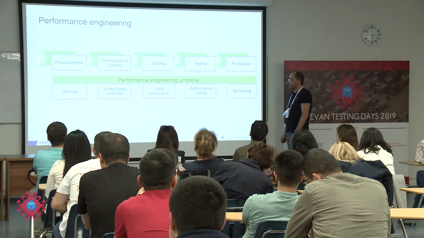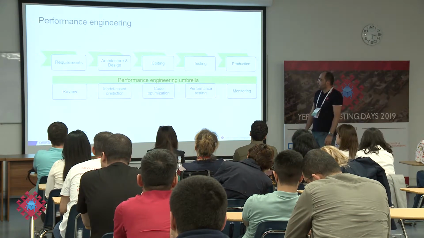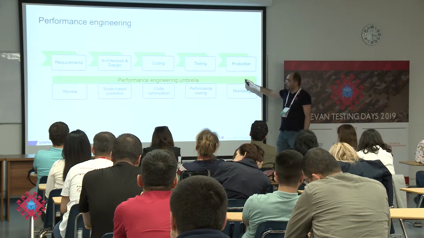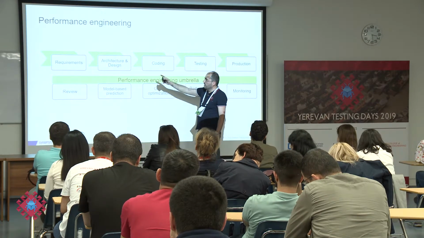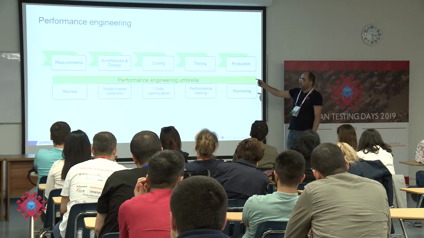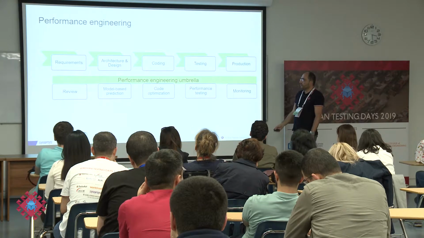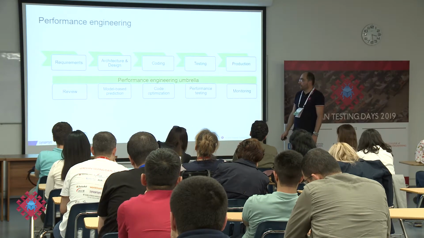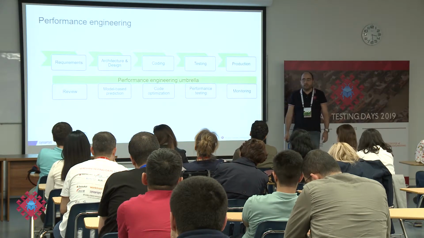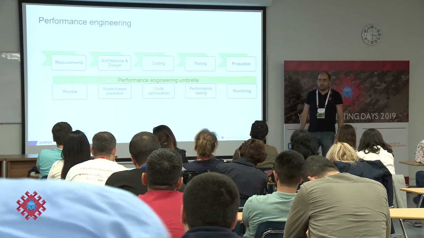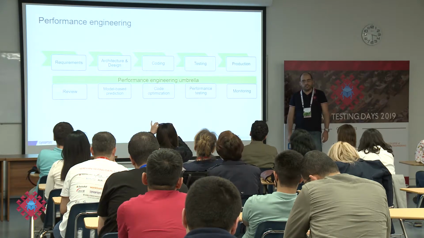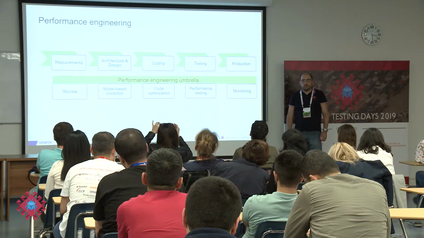Okay, so we had just testing and production, right? Now I tried to cover all these three ahead of testing: for requirements, reviews; for design, the model-based prediction approach; and for coding, code optimization. These are very important steps. If you have all these steps in your organization, I'm sure you will reduce performance risks very much.